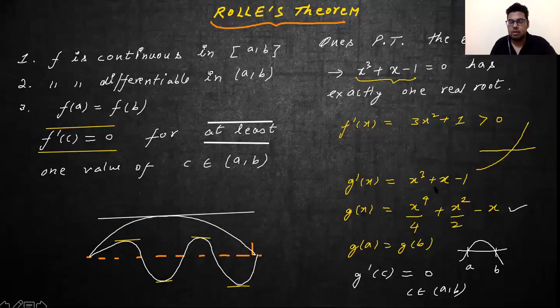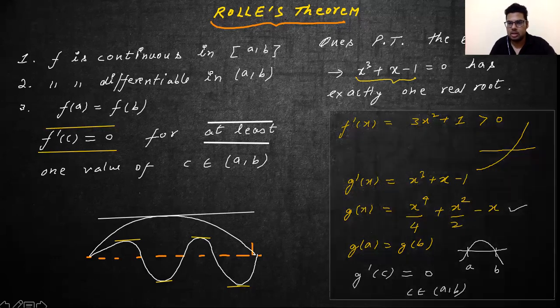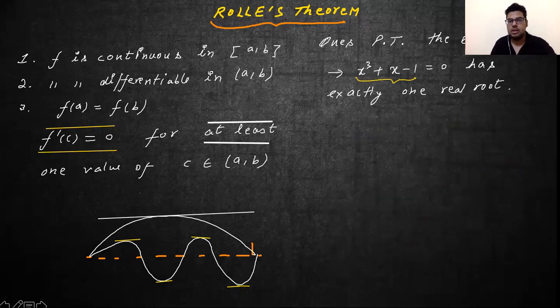When we have to find out about at least one root, so in that case, what we are going to do is we will be finding another way of using Rolle's theorem itself. So let us try to utilize Rolle's theorem in a different way to find out whether this will be having exactly one root or not.